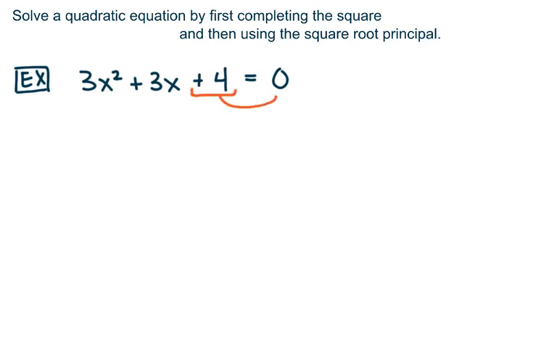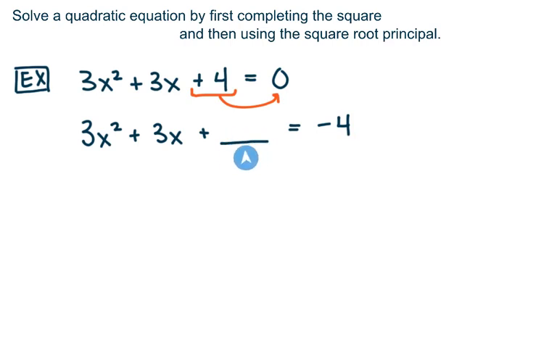So when we look at completing the square, we do a couple of things. First things first, we always take that constant and we move it to the other side of the equation. So I have 3x squared plus 3x, and I'm going to leave a space here, so that'll be equal to negative 4 when I move that 4 over. So I've got this negative 4 on the right side of my equation, and I have this space.